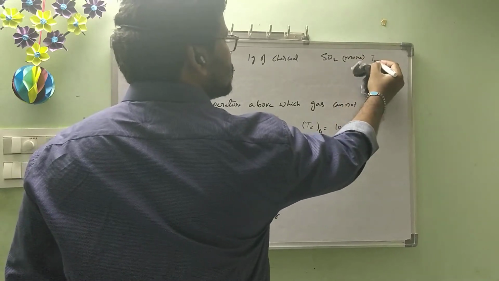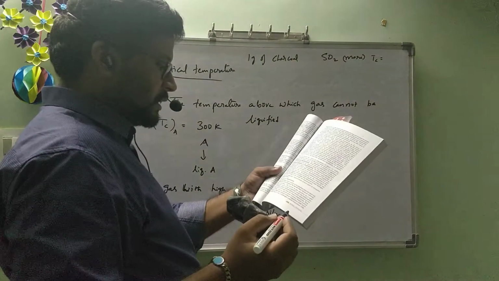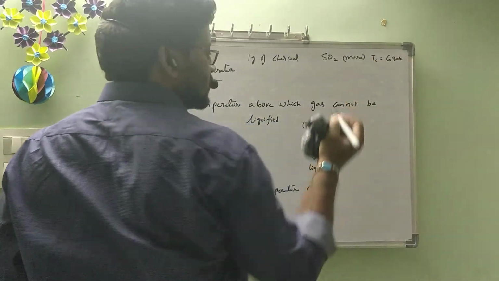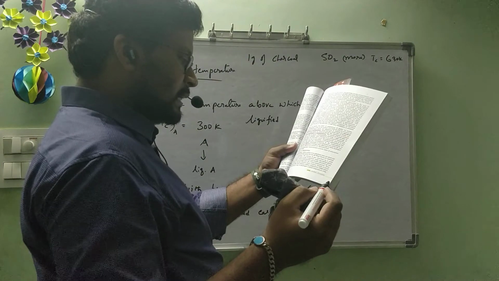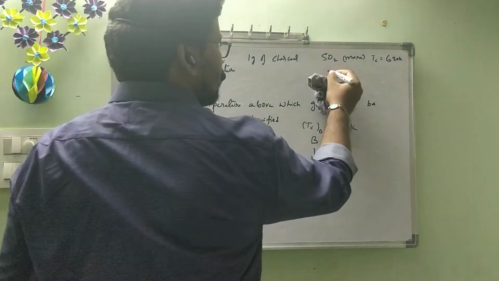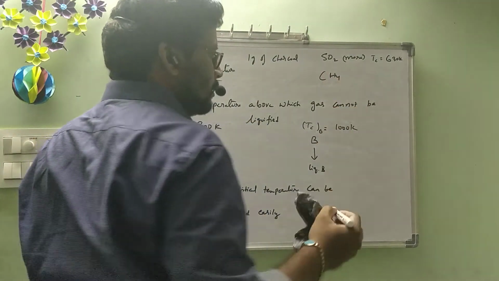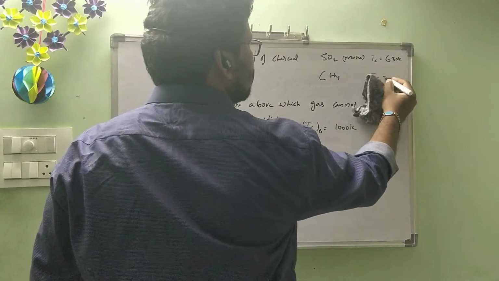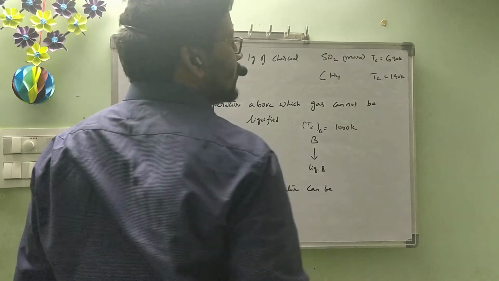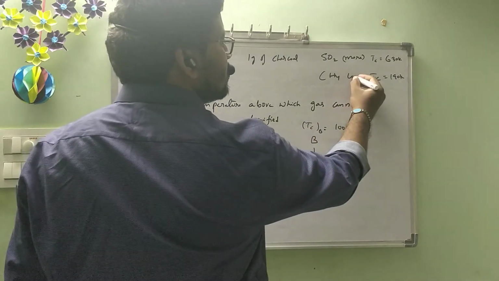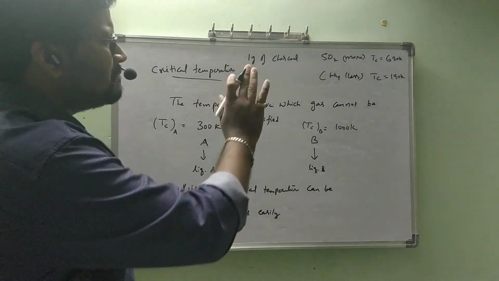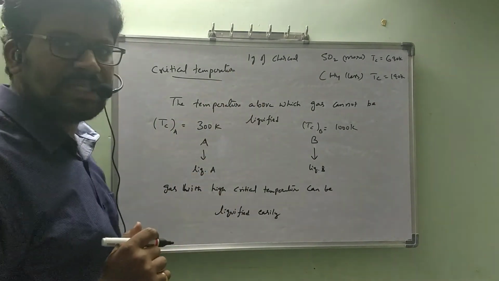What is the critical temperature of SO2? The critical temperature of SO2 is 630 Kelvin. Next, another gas they give, CH4, methane gas, critical temperature 190 Kelvin, less. Not only this, simply observe the gases SO2 and CH4.